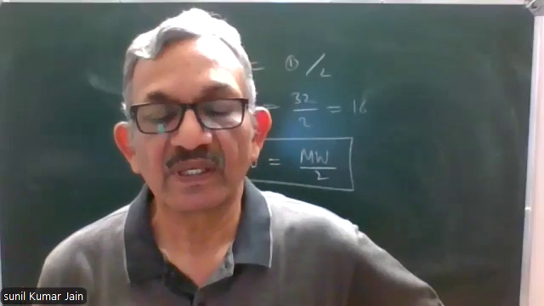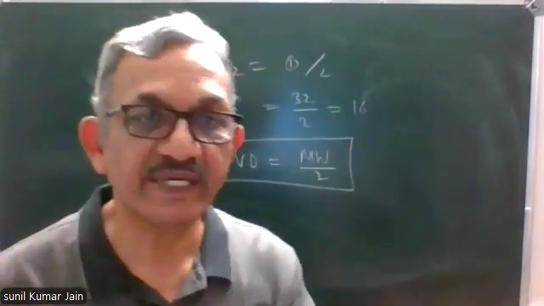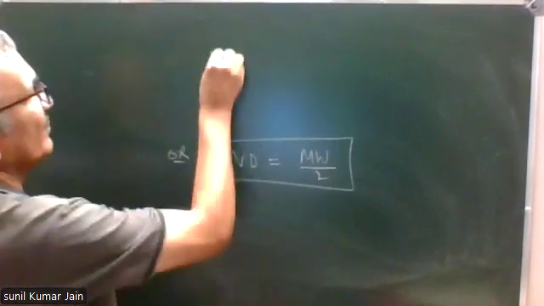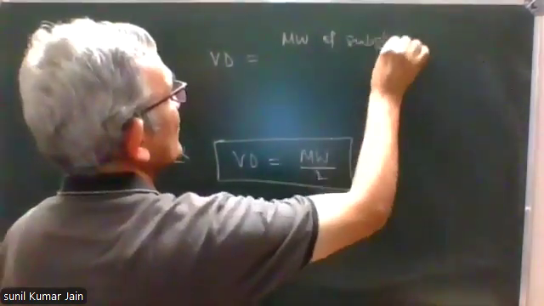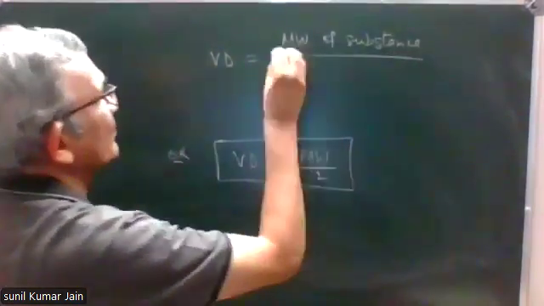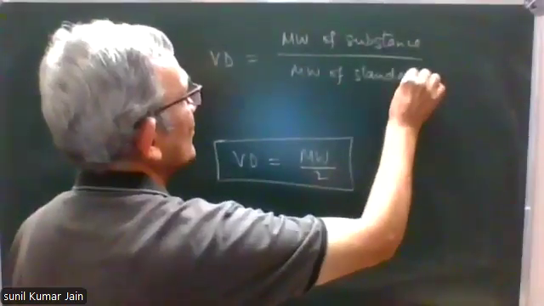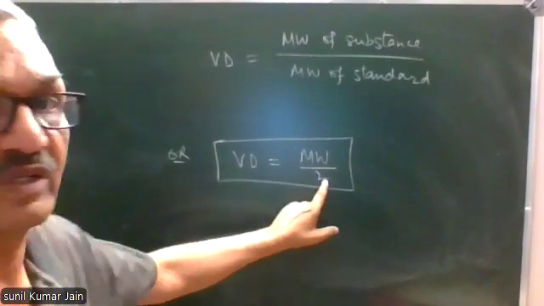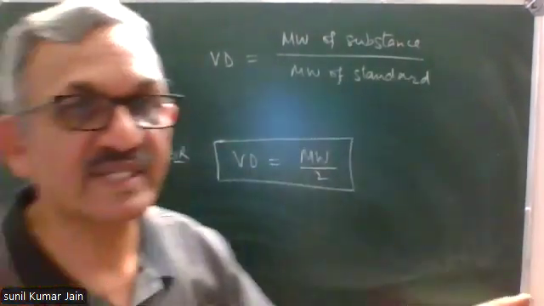However, if the standard is other than hydrogen, now write down the formula, then vapor density is equal to the molecular weight of the substance divided by the molecular weight of the standard. See, in this case also it's the same thing: molecular weight of the substance divided by molecular weight of the standard, which was hydrogen. It's the same thing. With an example, I'll justify that.